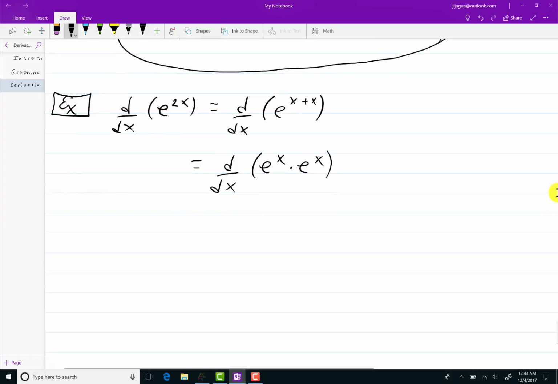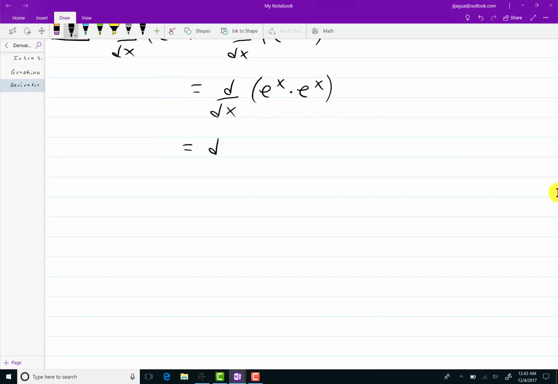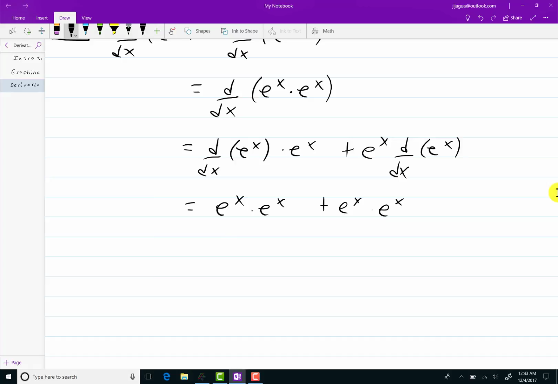Now, I can take the derivative of the first e to the x while leaving the second one alone, and then I can leave the first one alone and take the derivative of the second one. These, of course, are all very simple because the derivative of e to the x is e to the x. So I get e to the x times e to the x plus e to the x times e to the x. And so that equals e to the 2x plus e to the 2x, which equals 2e to the 2x.